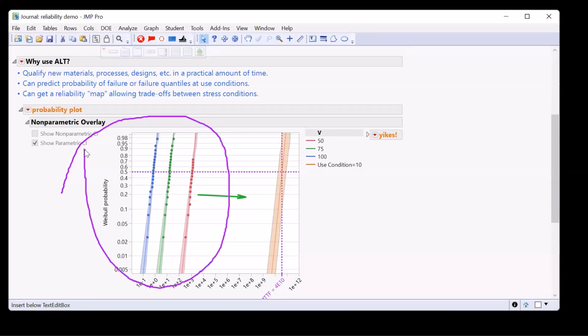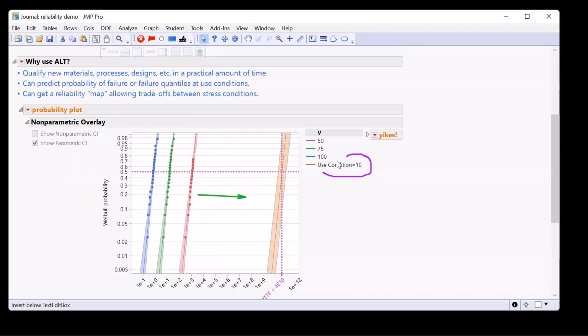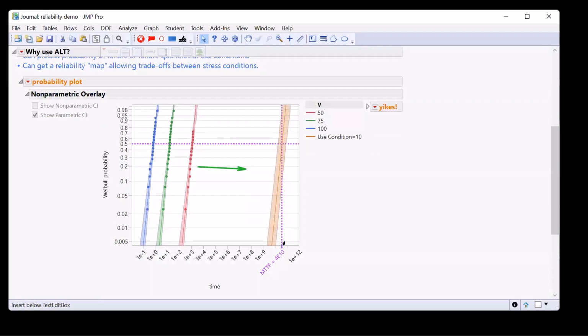And so what we can do in JMP is take this data that we've gotten at very high stress and then extrapolate that to our use condition. Maybe our use condition is much, much smaller than our stress condition. So this is going to be, say, 10 volts. And we can make a prediction from this plot. What's the time for 50% of my population to fail at use condition? That might be something you're interested in. So here it looks like that would have a median time of failure of 4 times 10 to the 10th hours.